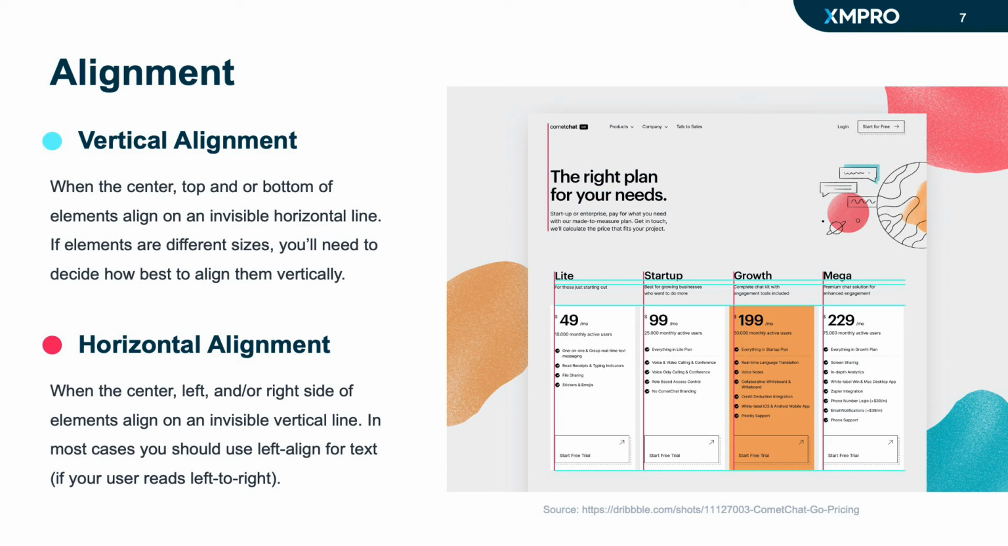Now let's look at horizontal alignment. This is when the center, left, or right side of an element aligns on an invisible vertical line. In most cases, you'll use left align for text if your user reads from left to right.